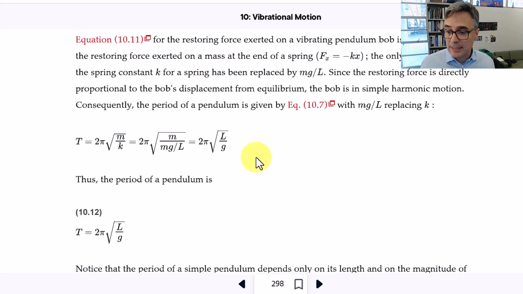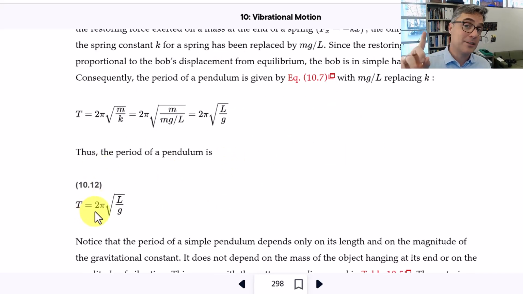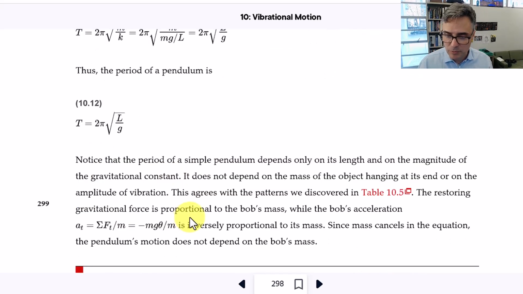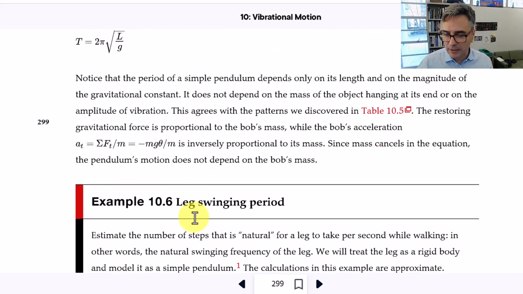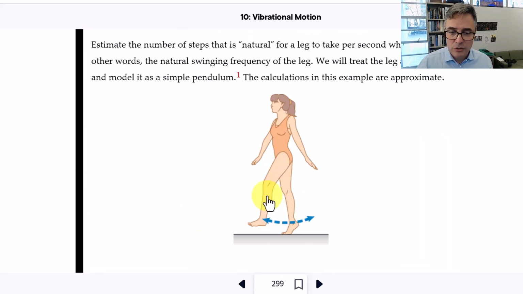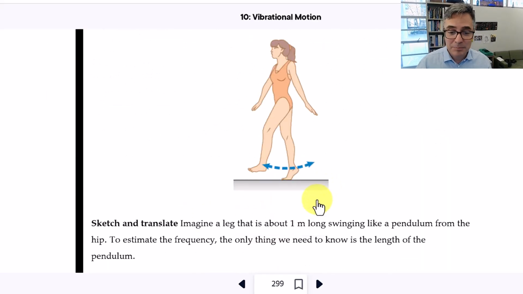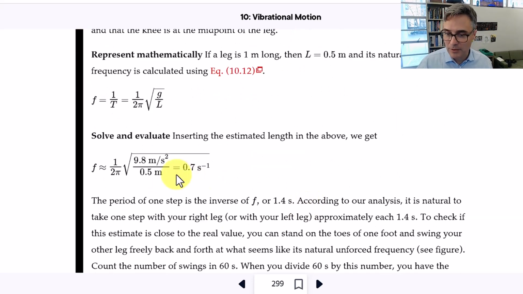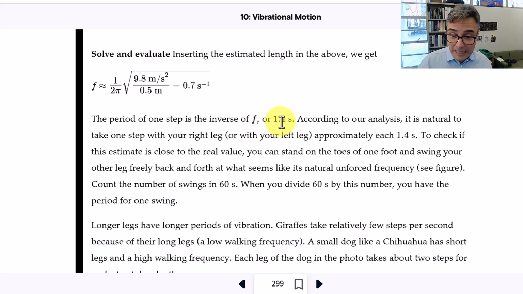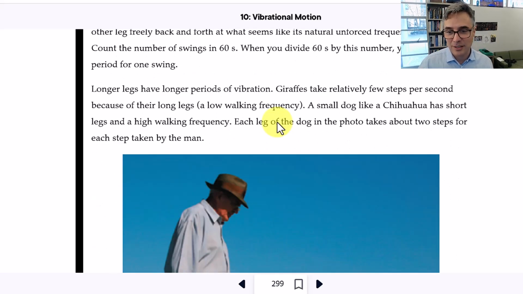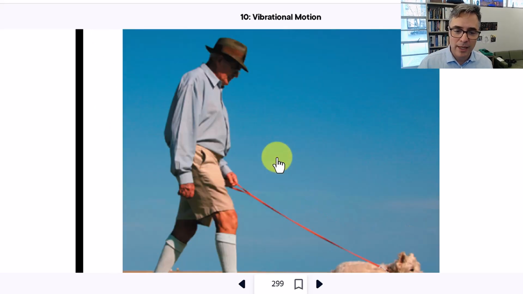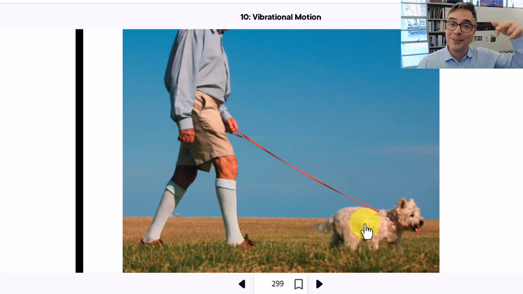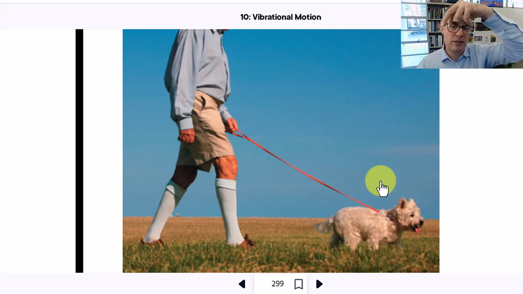And so what that does is it gives you a period of oscillation, which is 2 pi times the square root of L over g, where g is that 9.8 meters per second squared, and L is the length of the pendulum. So we'll go through this a bit in class. You can model someone's leg as a simple pendulum and try to get the natural walking frequency. It turns out to be about 1 over 1.4 seconds. And so this sort of gives a natural walking speed. It also explains why if you have a shorter leg, your walking frequency is higher than if you have a longer leg. So little dogs, you'll see their legs will have a high frequency.